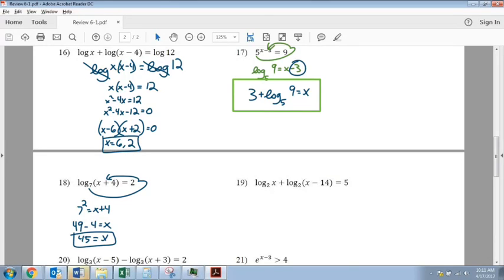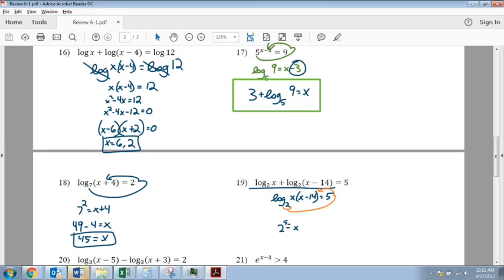Number 19. Again, this one doesn't have a log on the right, so I can't cancel out the logs, but I can merge those two together. So if we're adding logs, we multiply the arguments. So that's log base 2 of x times x minus 14 equals 5. So that is, come on, base, answer, argument. 2 to the 5th power equals x times x minus 14.